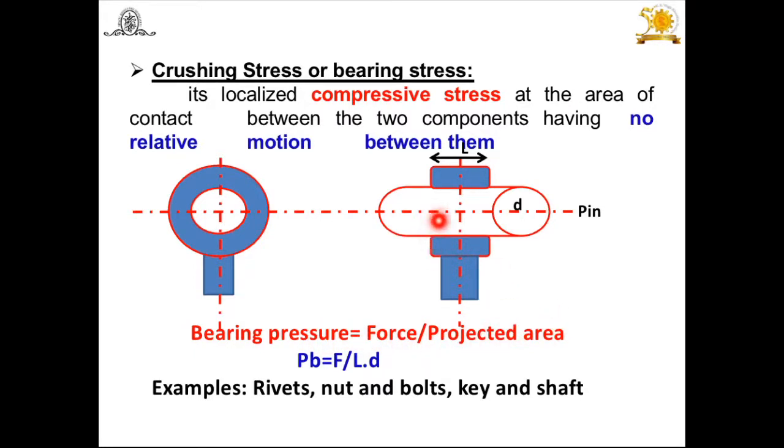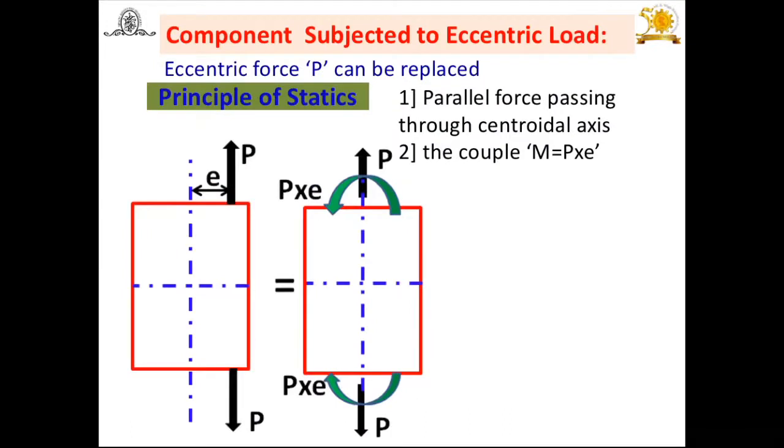Again, we have to consider which part of the pin comes in contact with this bracket, and accordingly we are going to take this projected area. Again, this is L, this is D, the projected area is L into D. The bearing pressure is equal to F upon L into D. You will find such examples in rivets, nuts, bolts, keys and shafts. This is about the different stresses induced in the machine component.